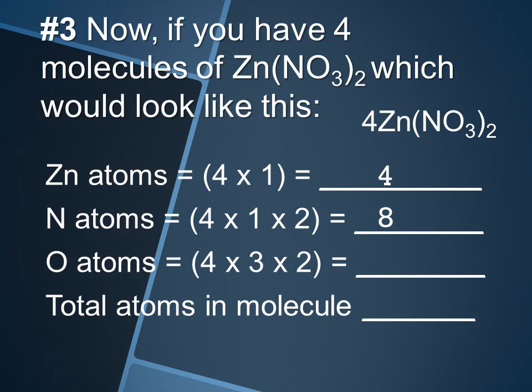For the oxygen, you have a little 3 times your little 2 like before, and then we have that times 4. So 4 times 3 times 2 is 24. So to figure out the total atoms, you just add them up again. So that's 36 total atoms. So that's the hardest kind. So that's not the only way to do it. You could do it in a different order because it's multiplication, but that's how you do it.